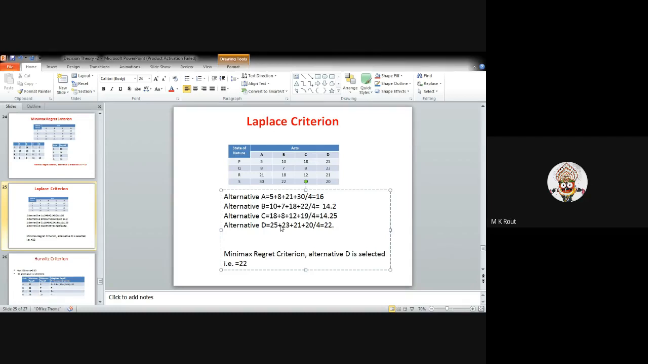22.25. Yes, sir. So out of 4 alternatives, which one is the highest value? 22.25 is the highest value. This is the maximax criterion, and alternative D is selected. Just write down 22.25.